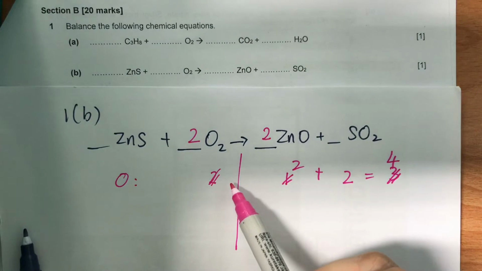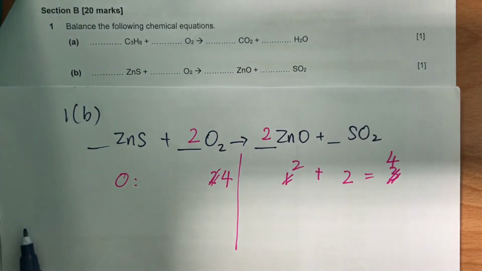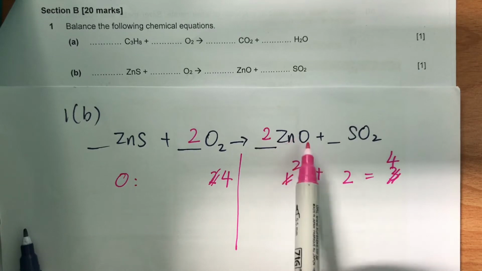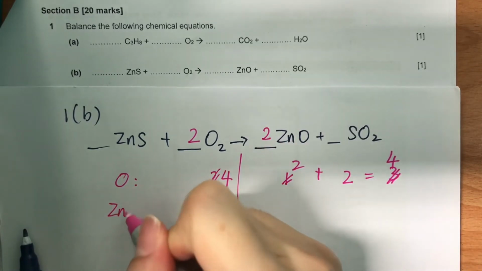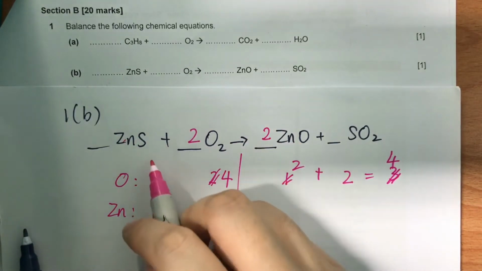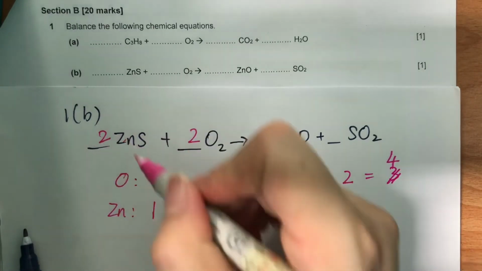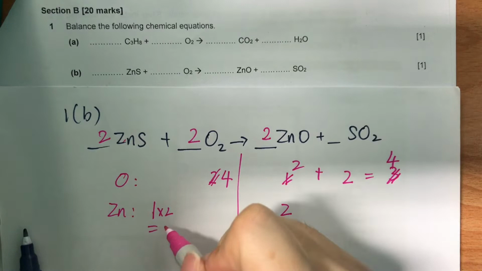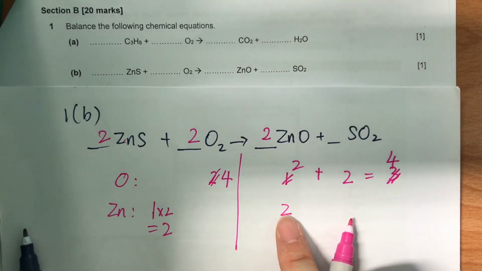Then this becomes 4. Now, when I change the number here for zinc oxide, do notice that there is a change in the zinc also. Zn just now was only 1 here, and now it's 2. So I have to change this number to 2. This makes the coefficients 2, 2, 2 on both sides.